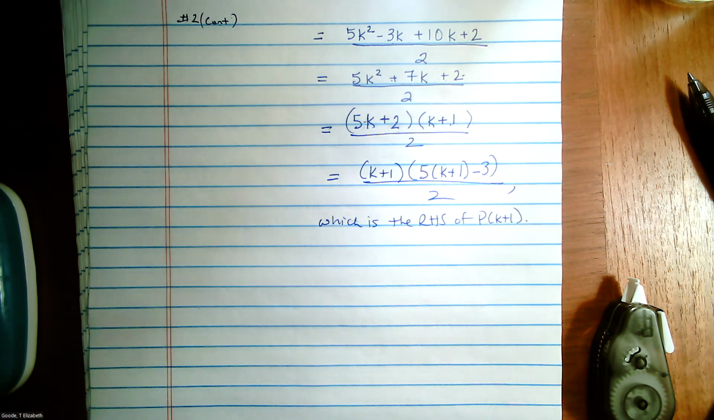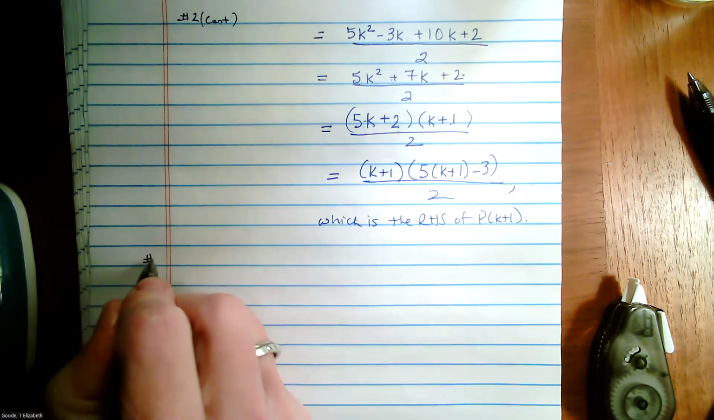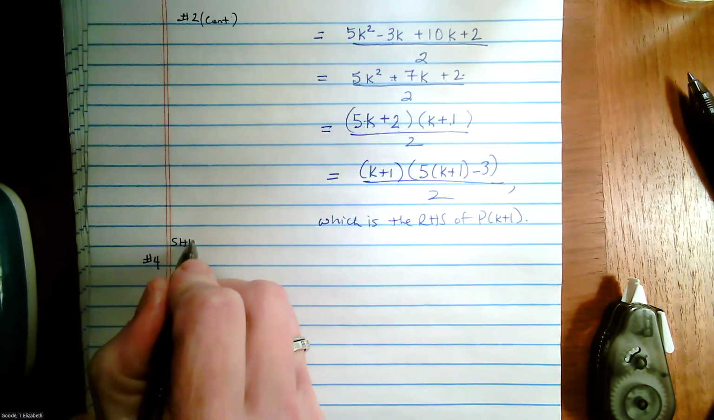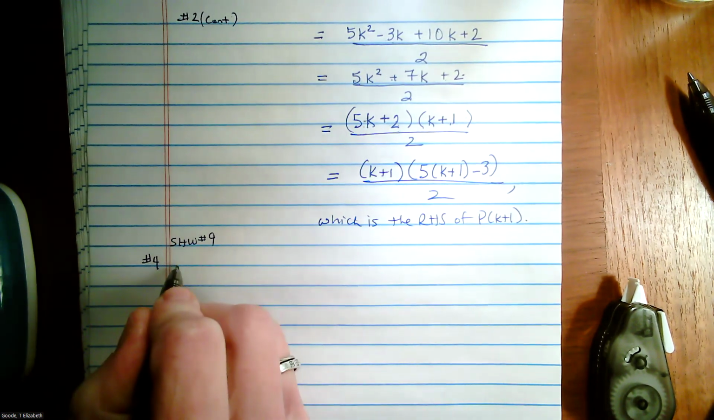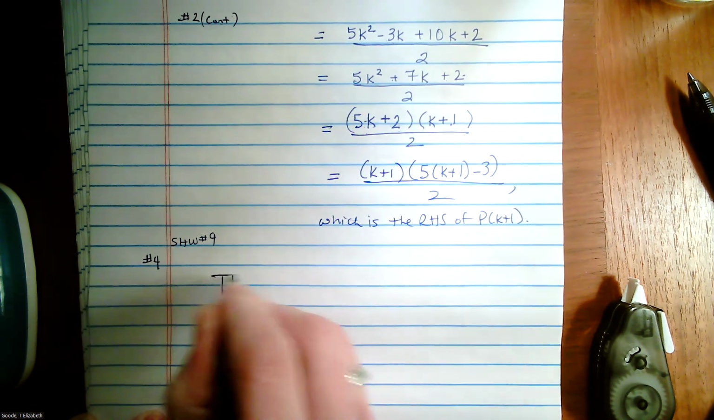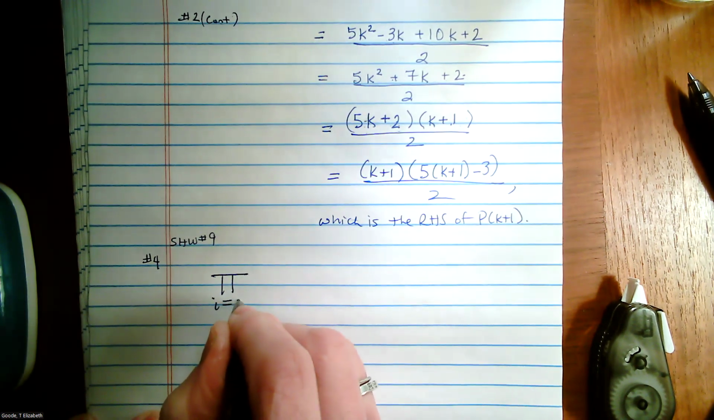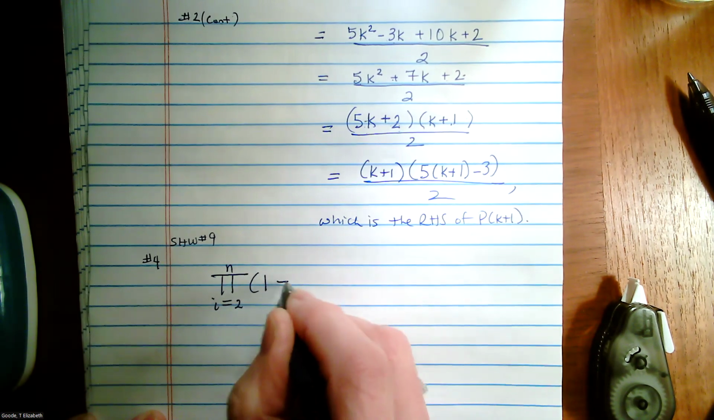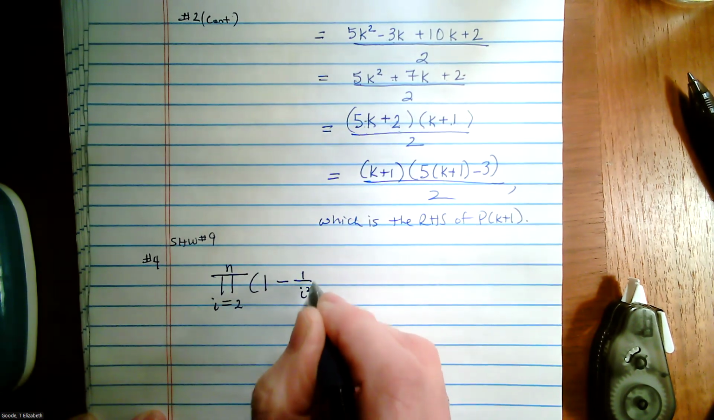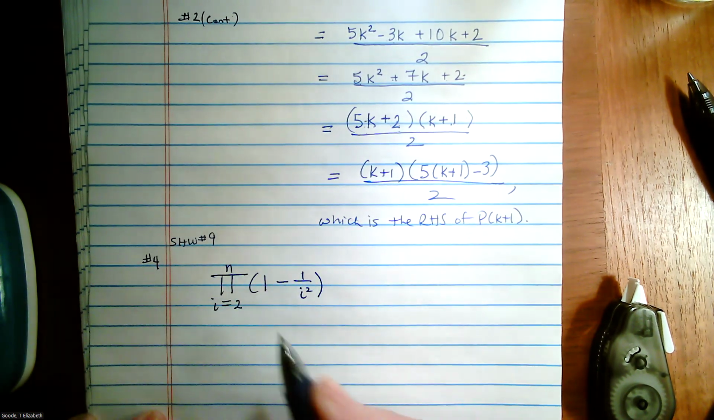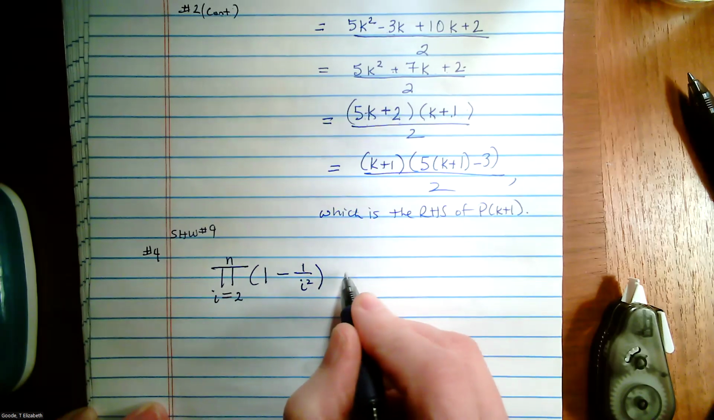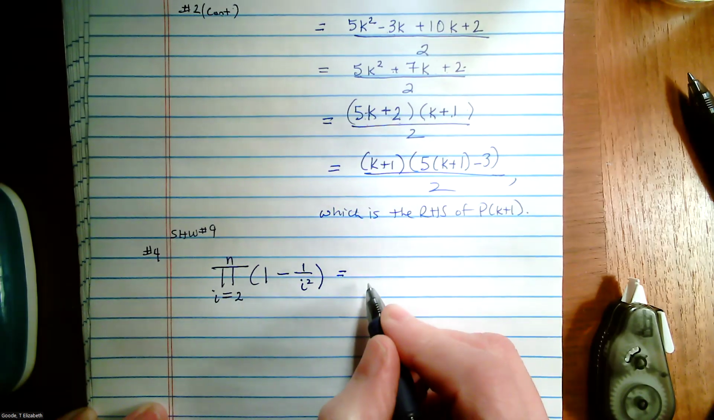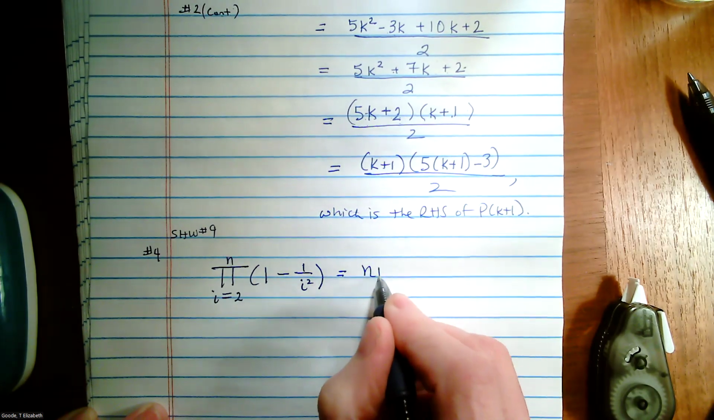Yes. What is the statement in number 4, please? P of n, let's see. The product of i equals 2 to n. Oh, this is a fun one. 1 minus 1 over i squared. Yep. Oh yeah, I love this one. I think it's pretty. And then equals n plus 1 over 2n.